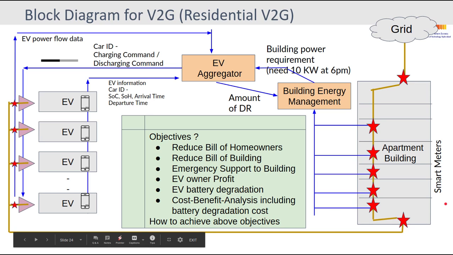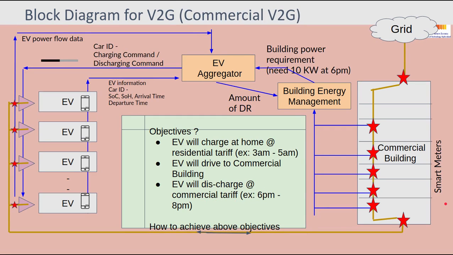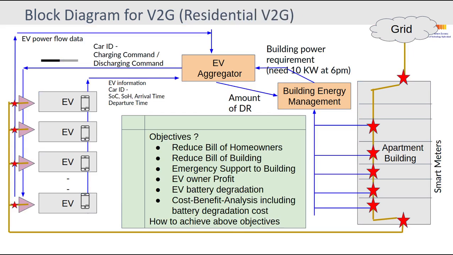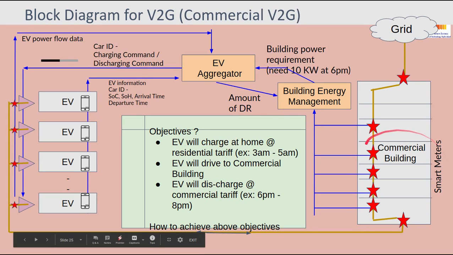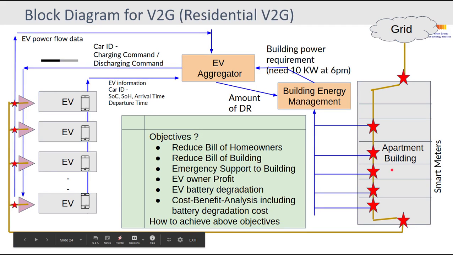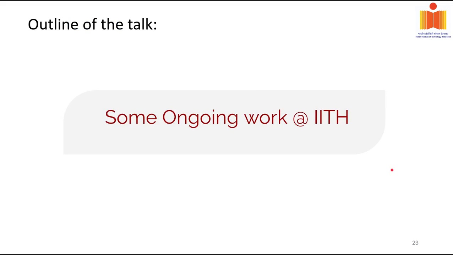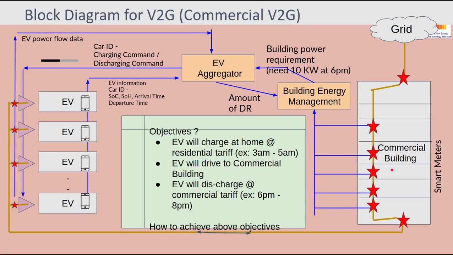Shall I move to the next one? The next slide: instead of an apartment building, now we change to a commercial building. A commercial building typically doesn't have these IoT storage containers. The right side part is very similar, whereas on the left side we have a bidirectional electric vehicle. It may happen that in a commercial building, the power tariff may be too high, maybe 8 rupees or 10 rupees.